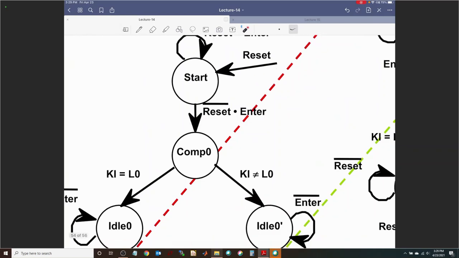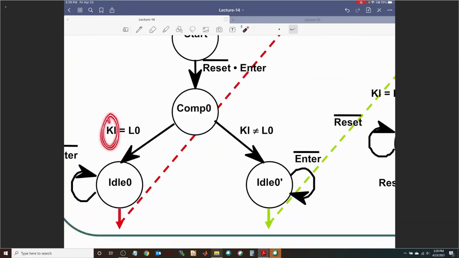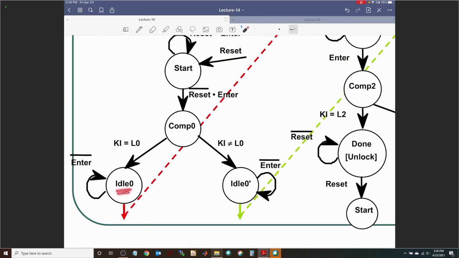Two things can happen. One, whatever the user has entered might be the same as the preset L0, or we might have the wrong person trying to open it, in which case the keyed in input bit may not be the same as L0. But because we need to keep this hidden from the user, we are going to respond to it by going to one of these two states, called idle zero and idle zero prime. What are we doing there? We are staying in idle zero or idle zero prime for exactly the same amount of time. What is that time? It is the time for which the user doesn't press the enter button for the second time.